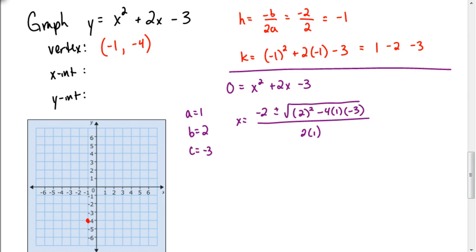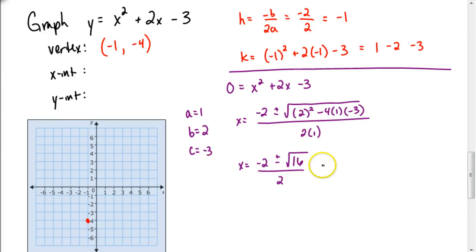So now we're going to simplify what's under the radical. When you do that for this problem, 2 squared is 4. Then we have negative 4 times 1 is negative 4. And negative 4 times negative 3 is a positive 12. And 12 plus 4 would be 16. All divided by 2.